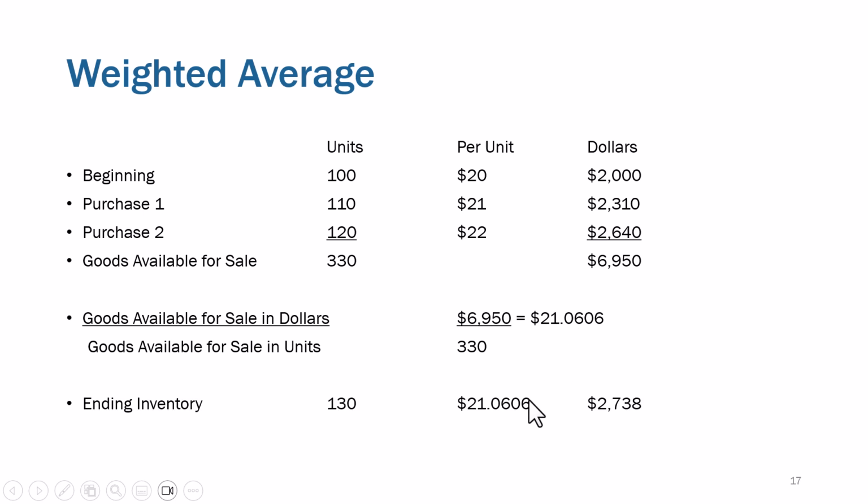And then you multiply that by the ending inventory in units of 130 to get ending inventory of 2738, and then cost of goods sold, those 200 units cost $4,212, which we could get either by just multiplying that by the same 21.0606 average cost, or the 6950 minus the 2738.